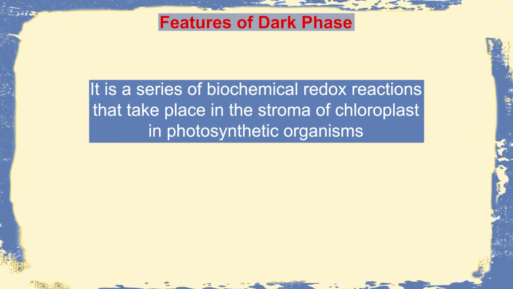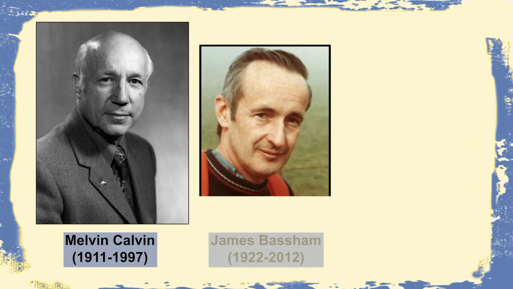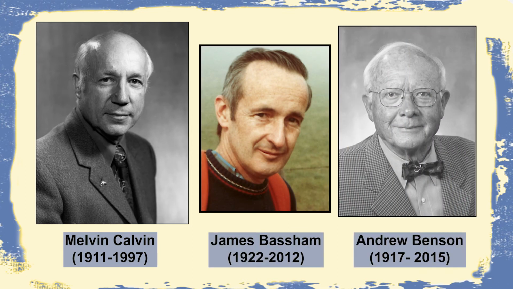Let us talk now about the different aspects of the dark phase or the C3 cycle or the Calvin cycle. This particular dark phase includes a series of biochemical redox reactions that take place in the stroma of the chloroplast in a photosynthetic organism. This particular cycle was discovered by Melvin Calvin, James Bassham and Andrew Benson at the University of California, Berkeley, and they utilized the radioactive C14 to indicate the actual process of the photosynthetic dark phase.